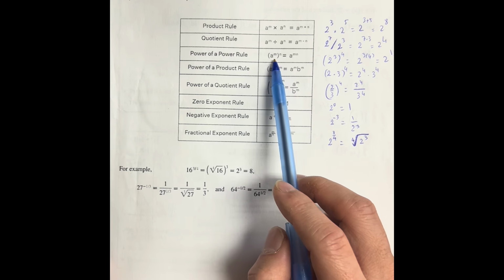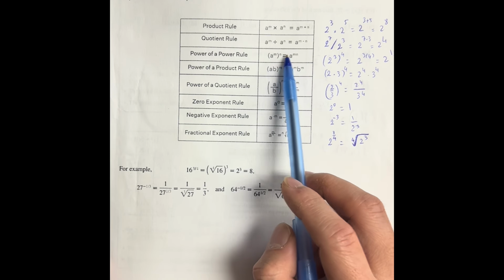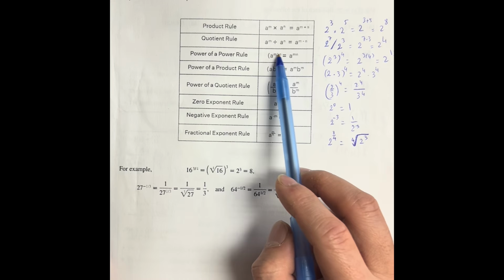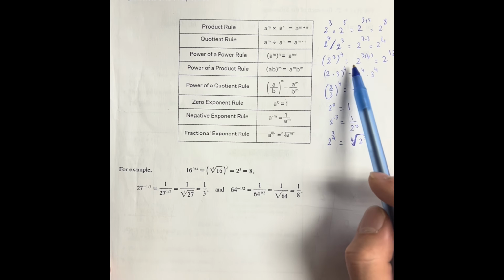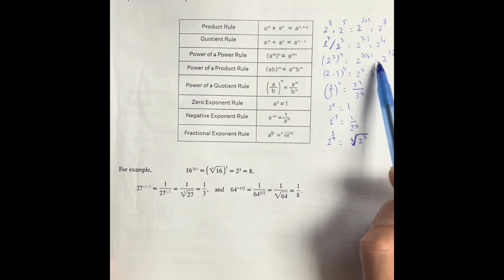Power over power rule. So a to the power of m, to the power of n, is the same thing as a to the power of mn. So 2 to the power of 3, to the power of 4, is the same thing as 2 to the power of 3 times 4, which is 2 to the power of 12.